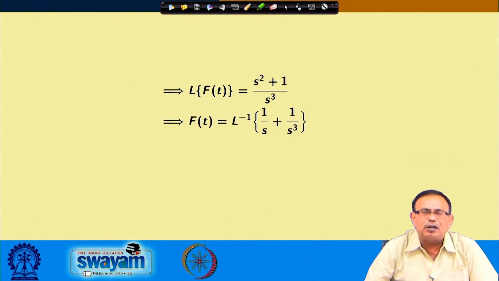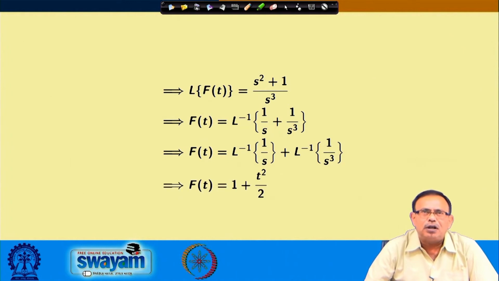And from here I can write the Laplace inverse: f(t) equals the Laplace inverse of 1 by s plus 1 by s cube, and this I am breaking into two parts. Directly I can write f(t) equals the Laplace inverse of 1 by s, which is 1, and the Laplace inverse of 1 by s cube, which is t square by 2. So, the value of f(t) equals 1 plus t square by 2.